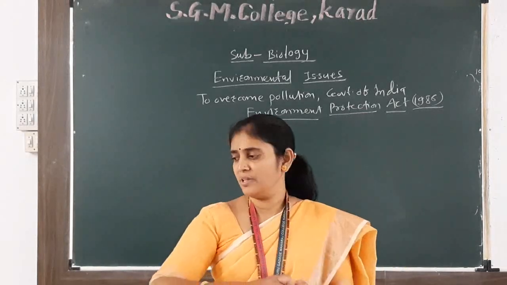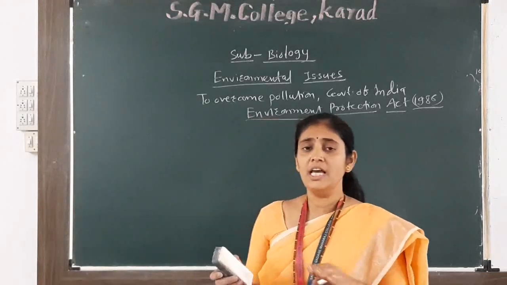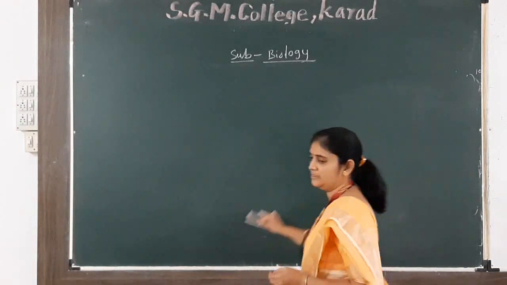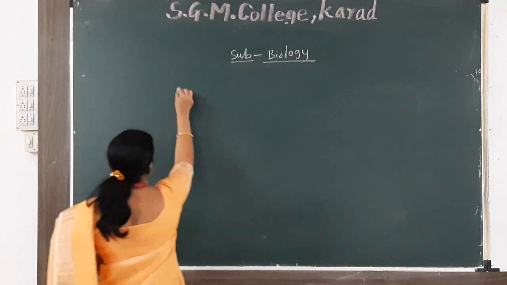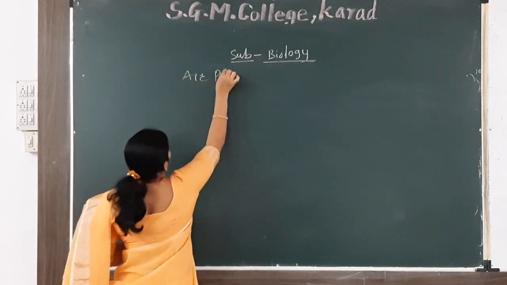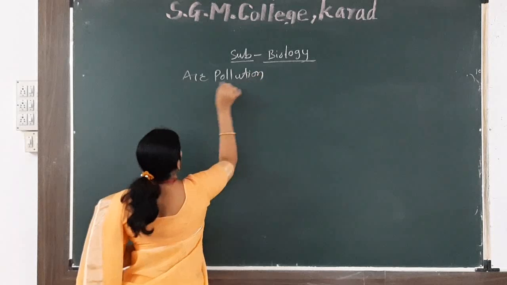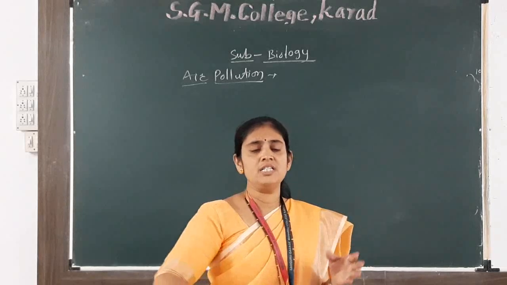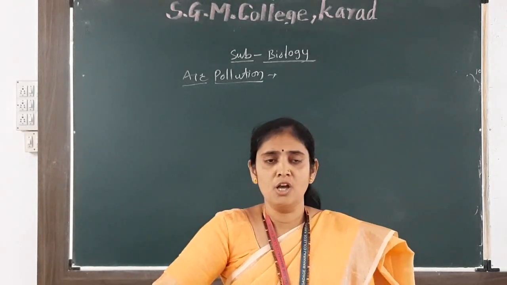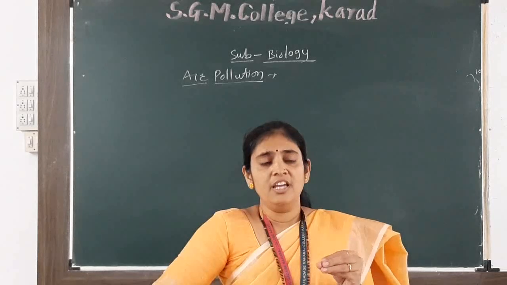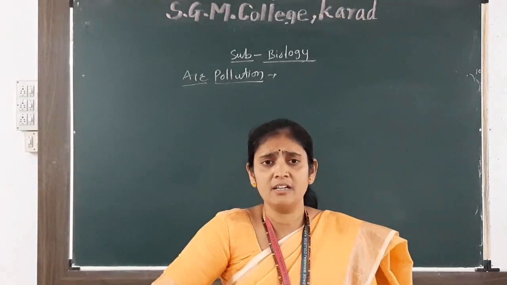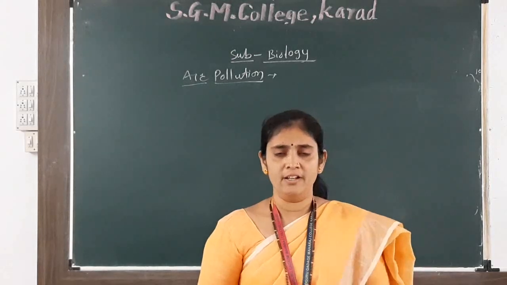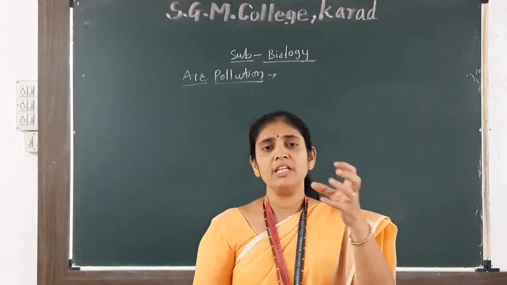So there are different types of these environmental issues. First of all, we have to see air pollution. There are a number of industries, factories, and mills which are releasing some infectious, harmful particles, due to which the air surrounding our environment is getting polluted. So we have to control this air pollution.